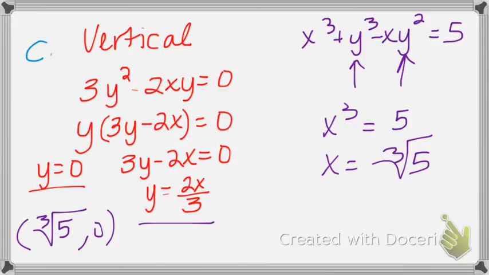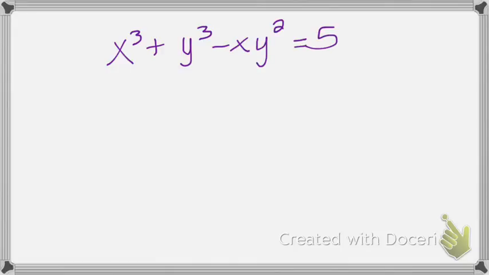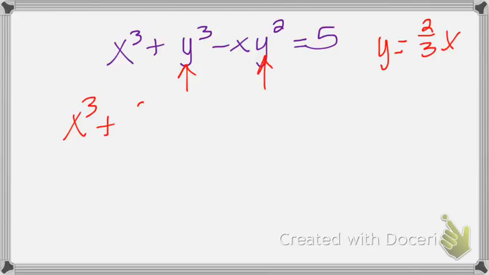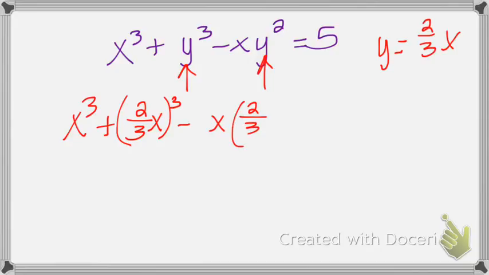Now we've got to deal with this y equals 2x over 3. Sometimes you might not have a number right there. If you don't have a number, what that means is you're going to just plug in that whole thing into the original equation. So the original equation was x cubed plus y cubed minus xy squared equals 5. And what we got was that y equals 2/3 x. So I'm going to plug that in the place of y. Okay, and then I'm going to solve.